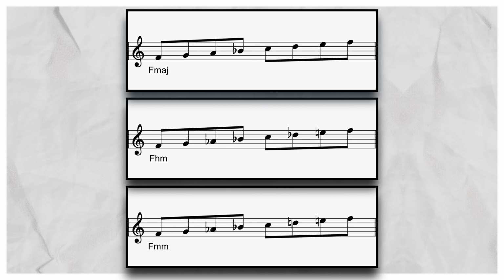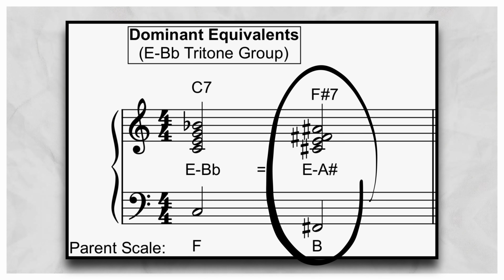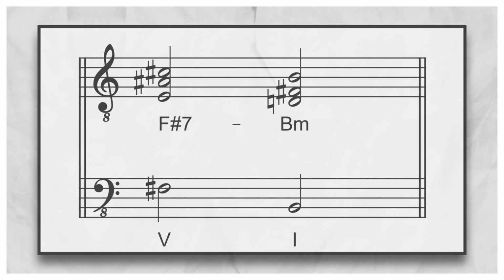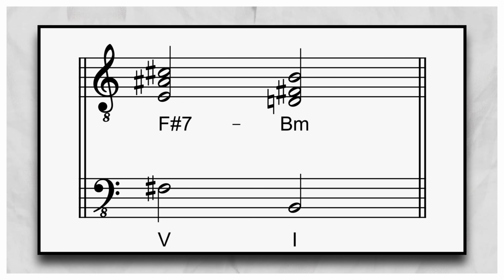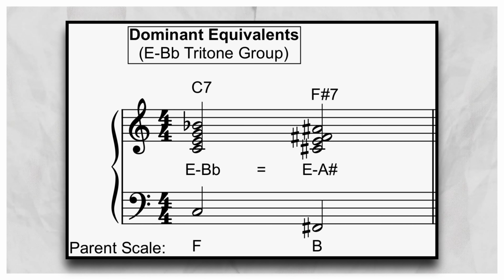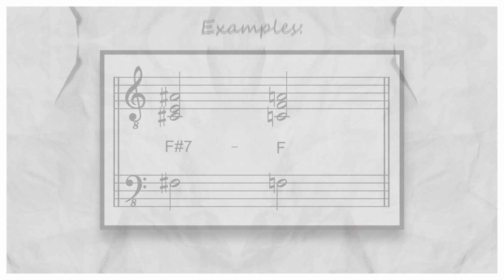And naturally appears in the F major and minor scales. F sharp 7 diatonically resolves to B major and minor, and naturally appears in the B major and minor scales. Because they're tritone equivalents, both C7 and F sharp 7 can resolve to F major, F minor, B major, and B minor.